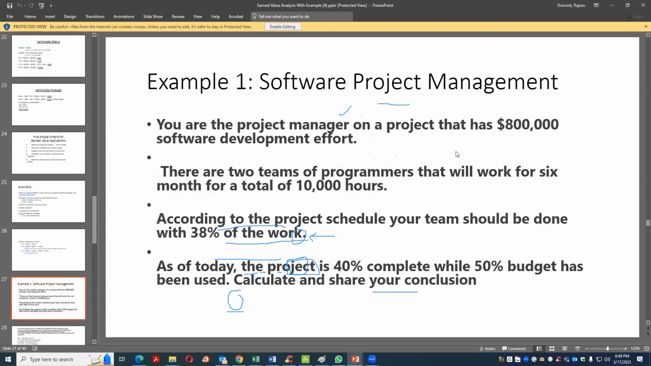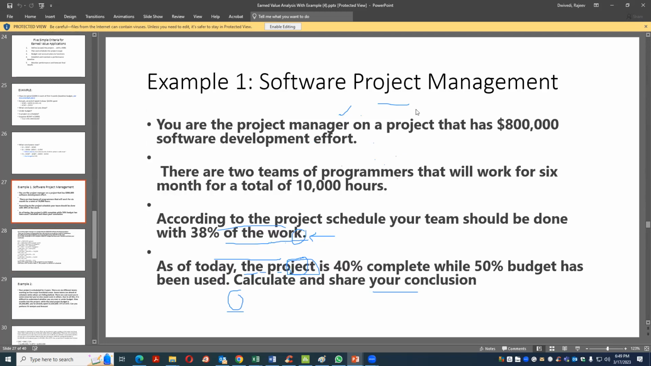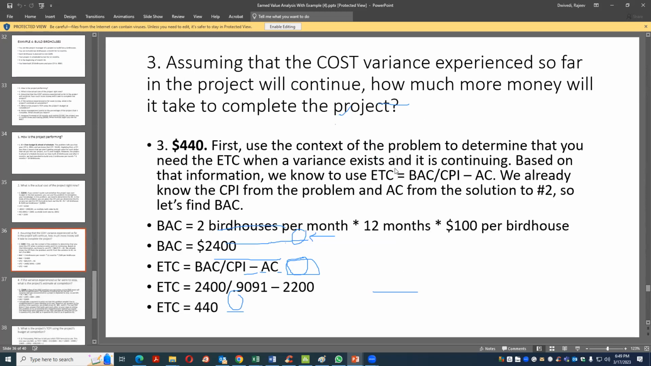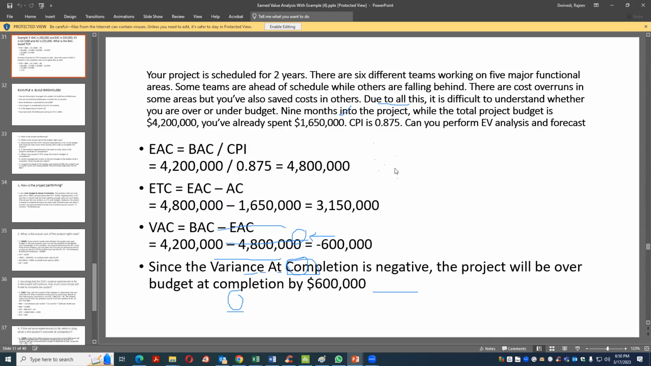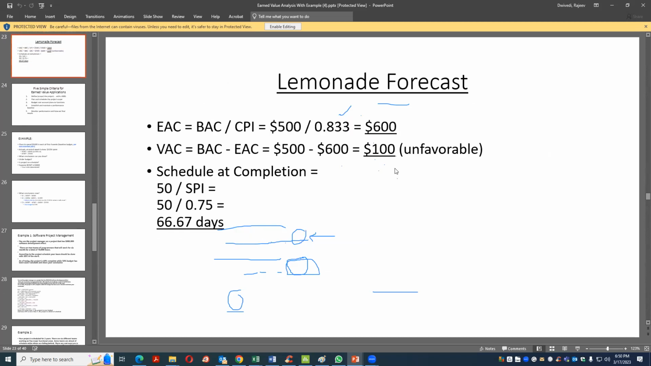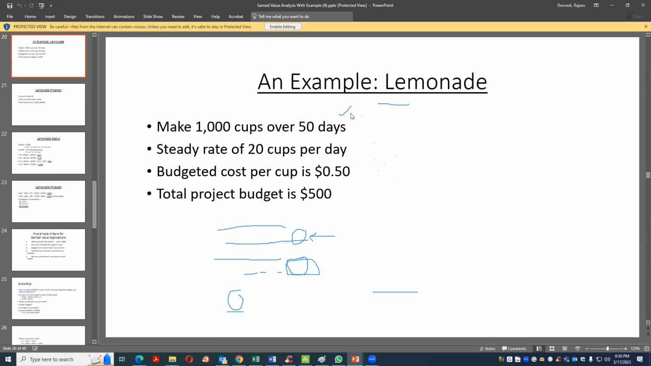Very simple calculation. And there are some examples I shared, like software project management, and you can do these questions. So this is the earned value analysis, which is very simple. If you are able to figure out three numbers: actual cost, planned value, and earned value, you will be able to do the simple calculation. But in Microsoft Project, you get all the detailed numbers. This is very simple.